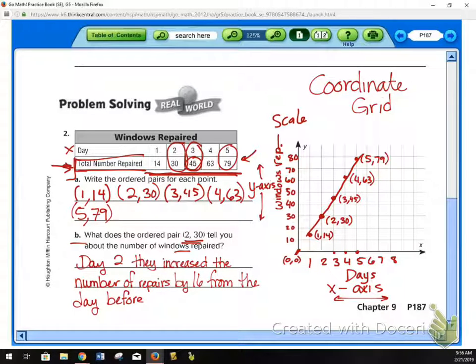Okay, so this chart and this ordered pair give me that data. It lets me know what was going on, how it increased, how it changed, how it looked from that particular day, from the day before and to the day ahead. Okay? So this tells me that on day 2, 30 were repaired, which, because I know the previous day, is an increase of 16. So that is how we work with the ordered pairs.